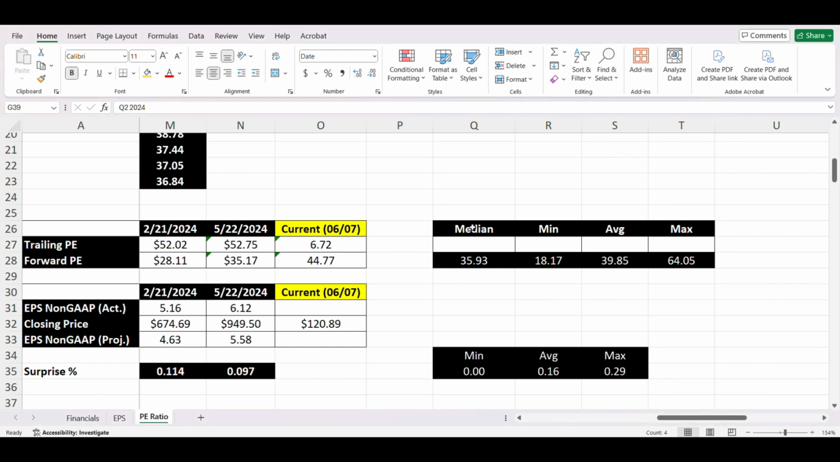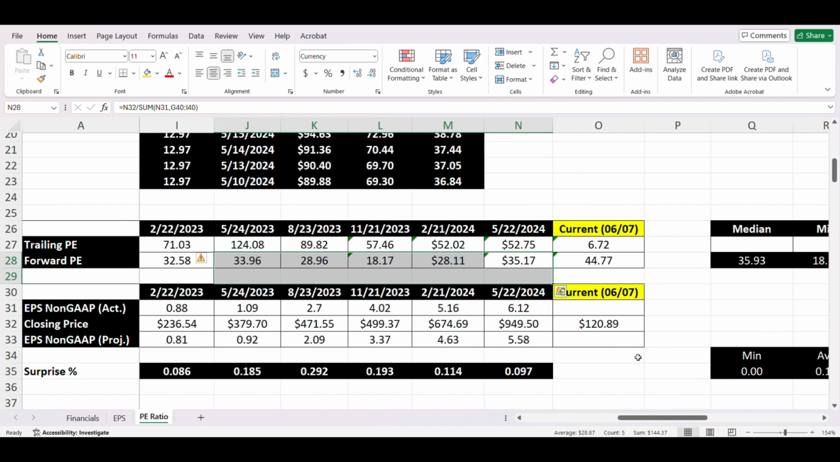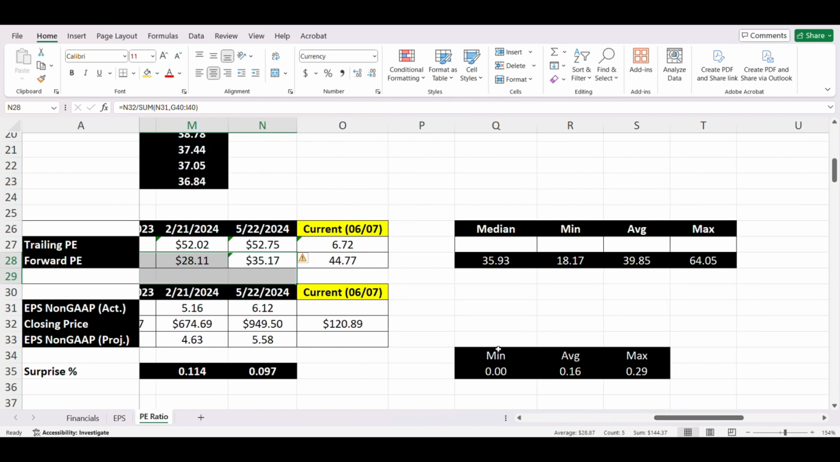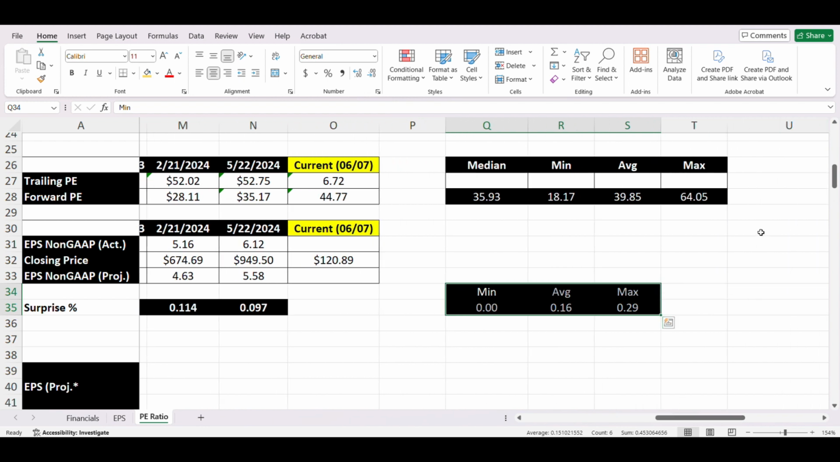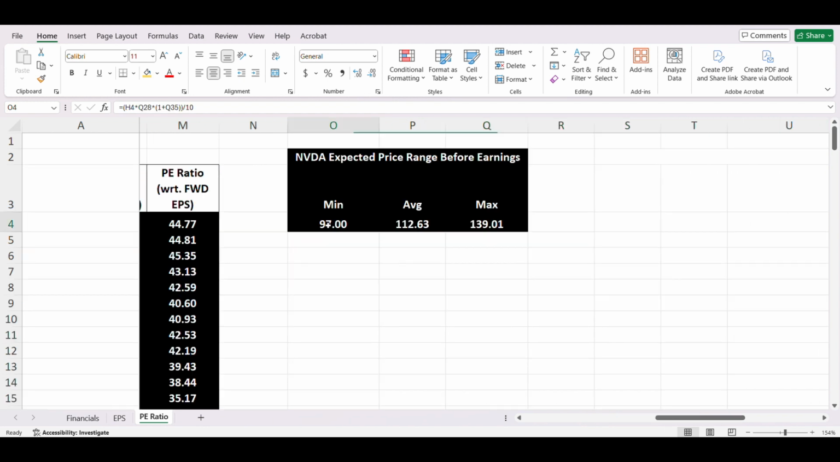Now I have this table. I calculated the median, minimum, average, and the maximum forward PE for the last 12 quarters. Okay. And another table here. This has the earning percentage surprise for the last 6 quarters because the last 6 quarters are more relevant. So using those values, I calculated the minimum, average, and the maximum Nvidia expected price range before the next earnings.